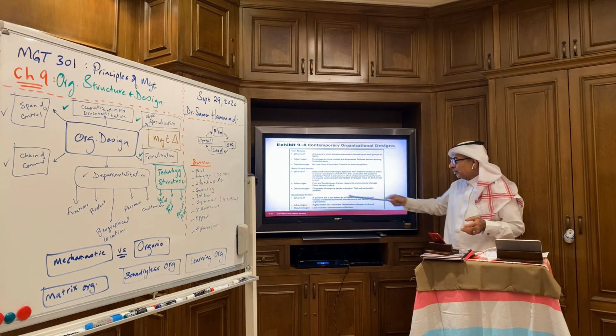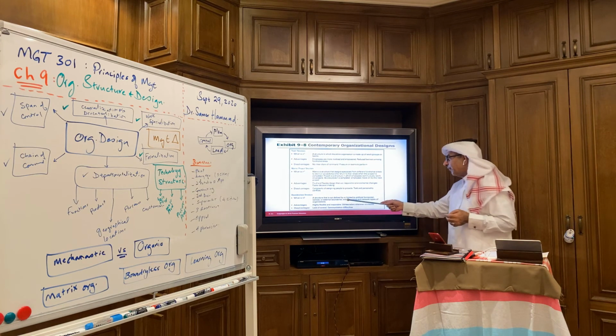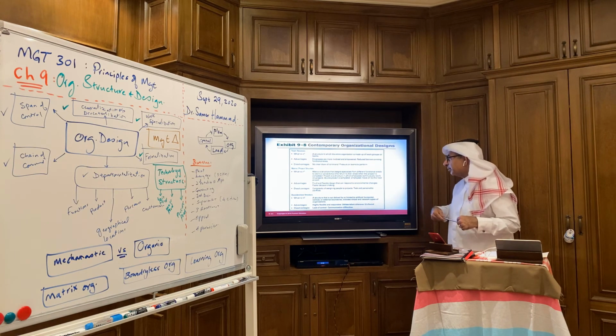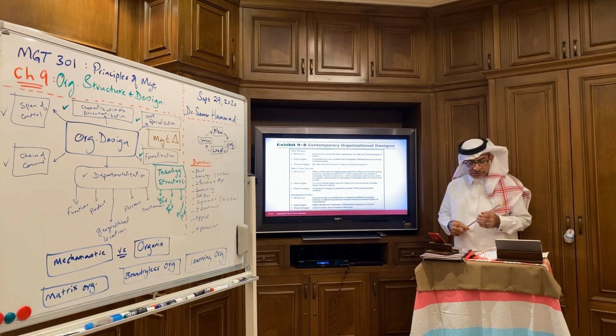Boundaryless structure, what is it? It is a structure that is not defined by or limited to artificial horizontal, vertical, or external boundaries. It includes virtual and network types of organization. Therefore, boundaryless includes virtual and network types of organization. Advantages: highly flexible and responsive, utilizes talent wherever it is found. Disadvantages: lack of control and communication difficulties.